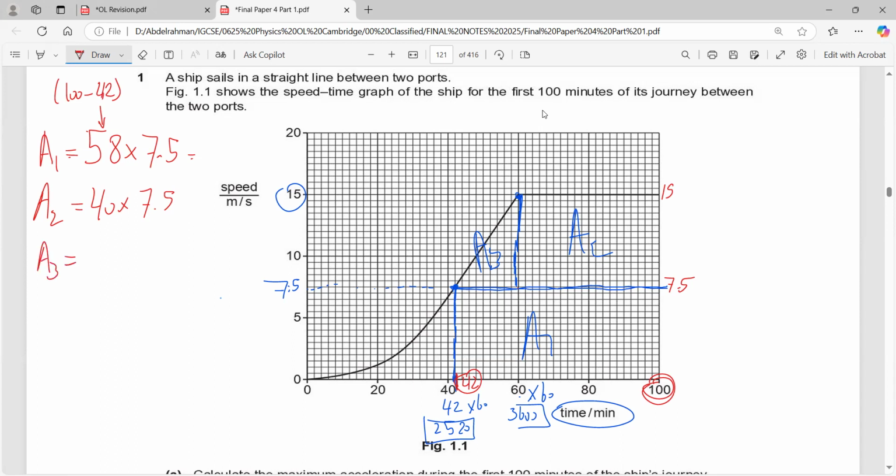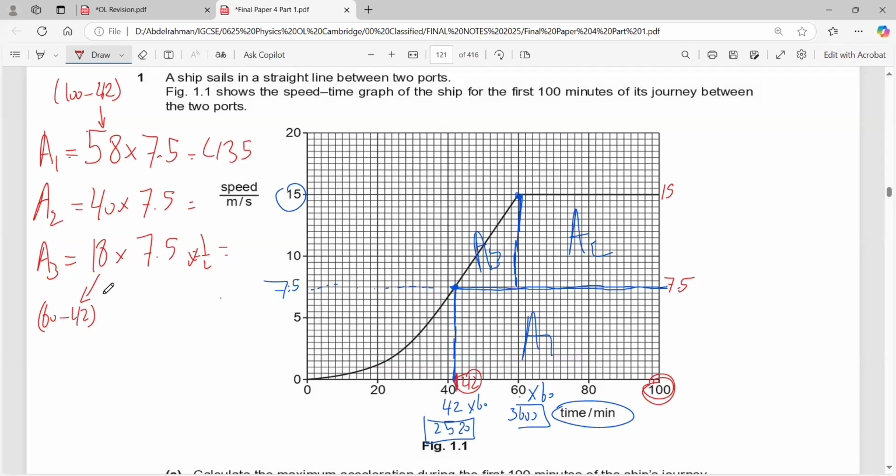Area 3 is a triangle, half times base times height. The base starts at 42 and ends at 60, so it's 18 times 7.5. How did I get this 18? Because 60 minus 42. Let's calculate them quickly. 58 times 7.5. The area of the triangle should be half times base times height. I didn't multiply by half. Thank you. 58 times 7.5 is 435.